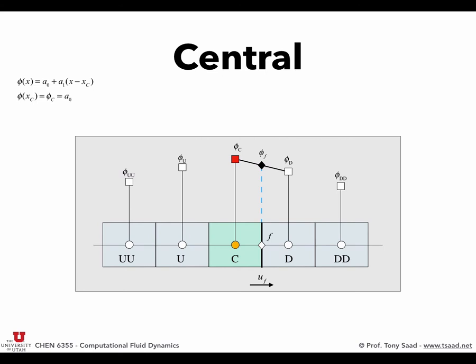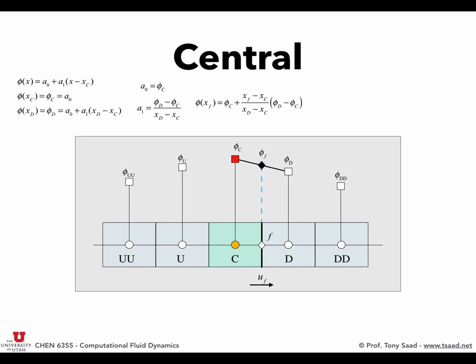So then you say, I want phi at xc to be equal to phi c. That gives you a naught. And you want phi at xd to be equal to phi d. That's going to give you a1. So a naught is phi c, and a1 is phi downwind minus phi upwind over xd minus xc. That's for a general non-uniform grid. Once we know a naught and a1, we can apply that profile at the face.